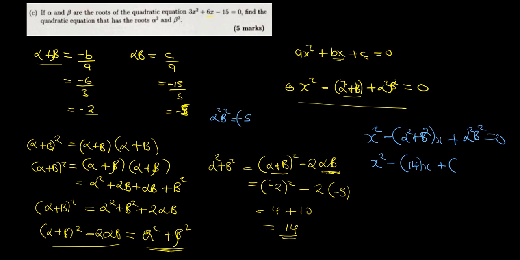So that will be minus 14x, then positive 25, like that. Okay, it's equals to 0. Okay, then from there, I'm sure you can just leave the equation. You are done. So this is the answer that you needed.